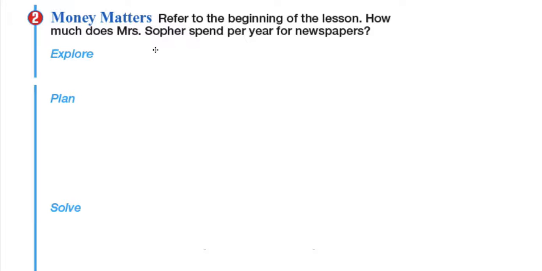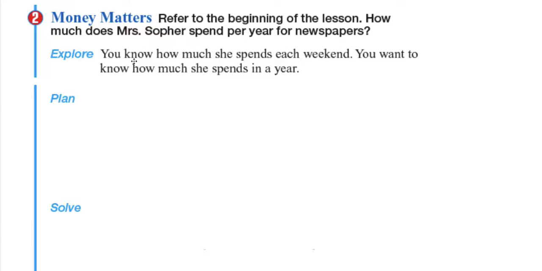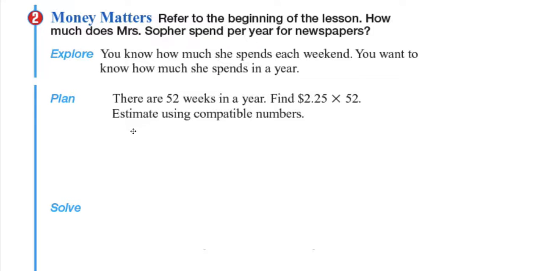Let's take a look at example number 2. Money matters. Refer to the beginning of the lesson. How much does Mrs. Sofer spend per year for newspapers? Again, this is a word problem, so we use the 4-step plan. For the explore part, you know how much she spends each weekend. You want to know how much she spends in a year. So, how do we plan to solve this problem? There are 52 weeks in a year, so we simply take $2.25, that's how much she spends per weekend, and multiply that by the number of weeks. And we want to use compatible numbers as our estimate.